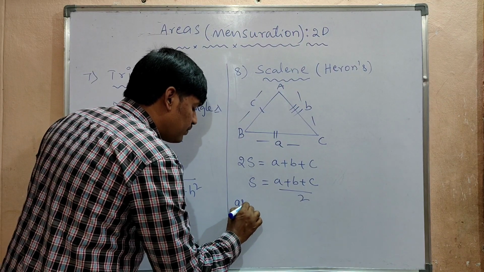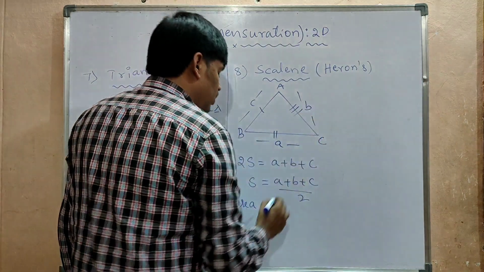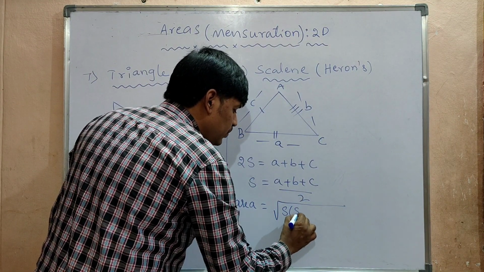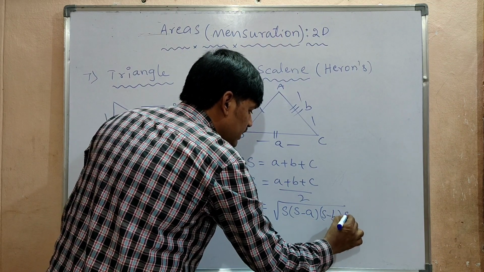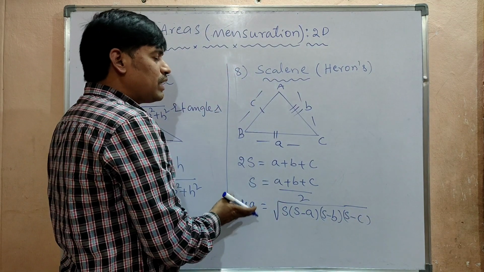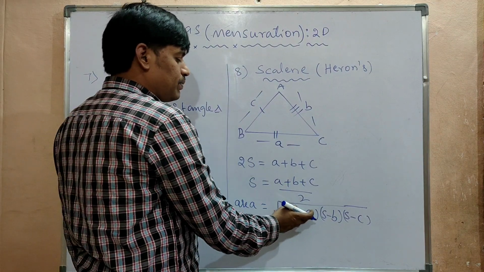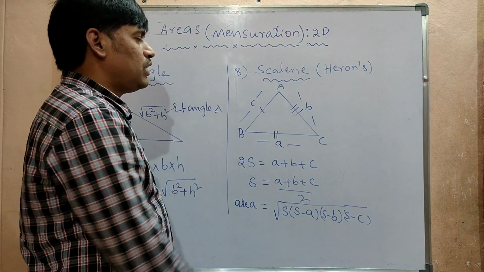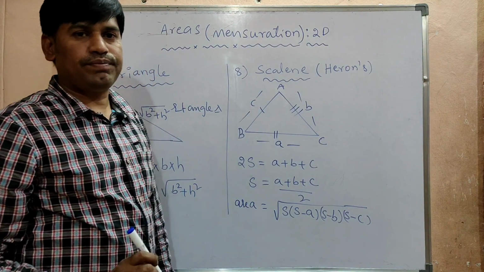Now the area of the triangle by Heron's formula is under root of s into s minus a into s minus b into s minus c. Area of the triangle by Heron's is equal to under root of s into s minus a into s minus b into s minus c. Your scalene triangle formulas are completed.